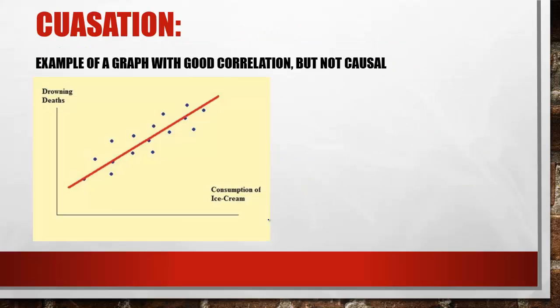And another good example of a graph with good correlation, but that is not causal. So here, if you look, this would be over the years. The consumption of ice cream has increased, as have drowning deaths. Does that mean that the consumption of ice cream is causing the drowning deaths? No, that doesn't make any sense whatsoever.